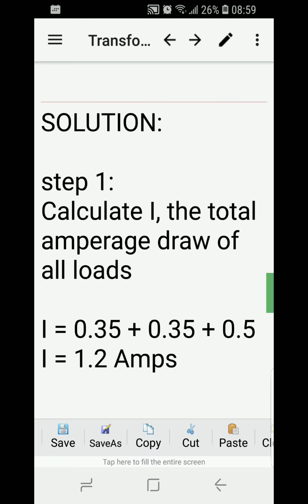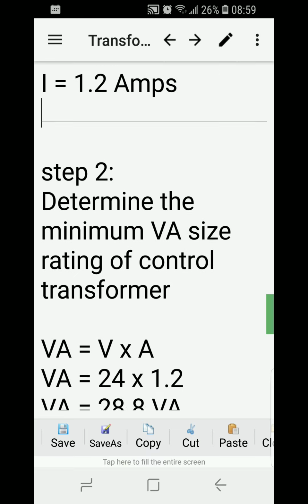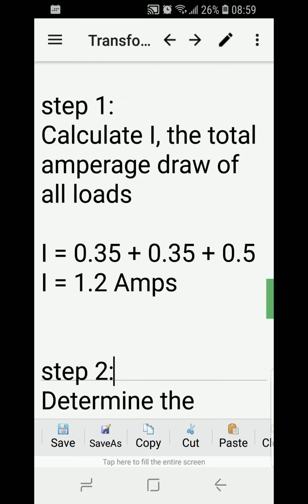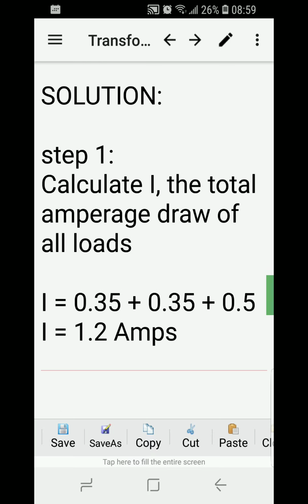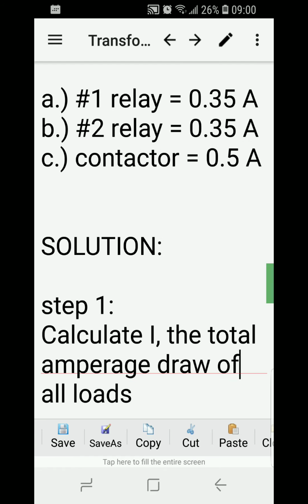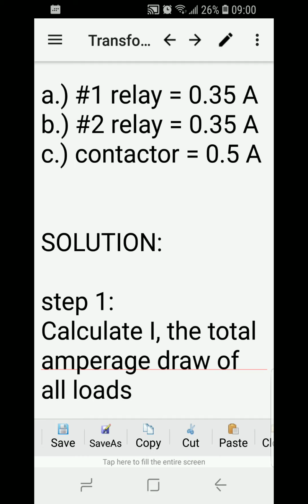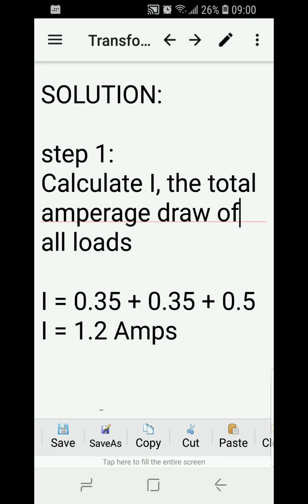So for the solution, there are 2 steps. Step 1 is to calculate I, the total amperage draw of all loads. So I is equal to 0.35 plus 0.35 plus 0.5, which is equal to 1.2 amps. So we just added these 3 loads above, 0.35, 0.35 and 0.5, giving us a total of 1.2 amps total current draw.